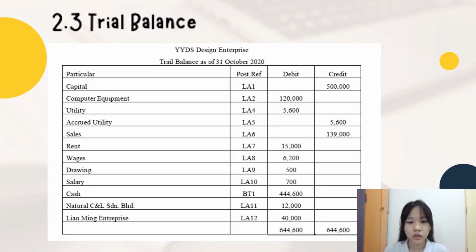The trial balance as of 31st October 2020 for Yyds Design Enterprise. On the debit side, we got computer equipment 120,000 ringgit, utility 5,600 ringgit, rent 15,000 ringgit, wages 6,200 ringgit, drawing 500 ringgit, salary 700 ringgit, and cash 444,600 ringgit. Natural C and L Sedia Berhad 12,000 ringgit. LIANG Enterprise 40,000 ringgit. On the credit side, we got capital 500,000 ringgit, accrued utility 5,600 ringgit, sales 139,000 ringgit.